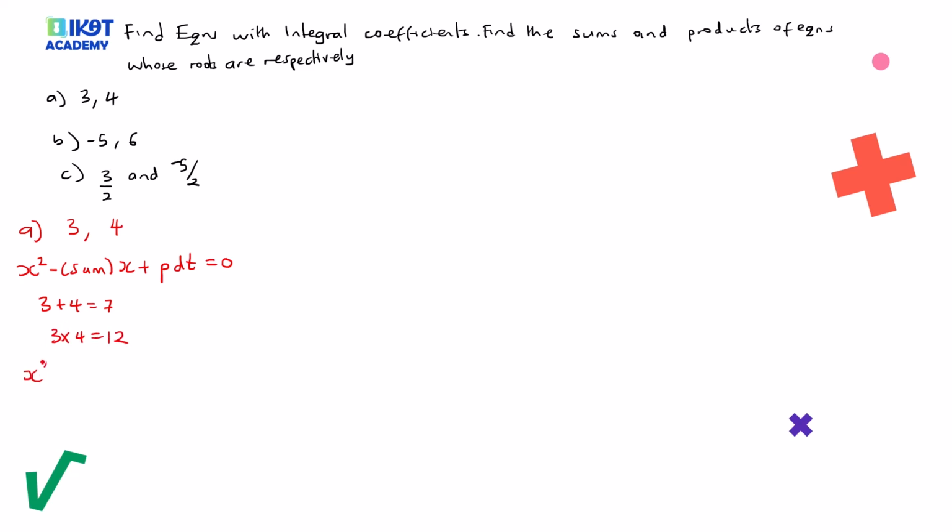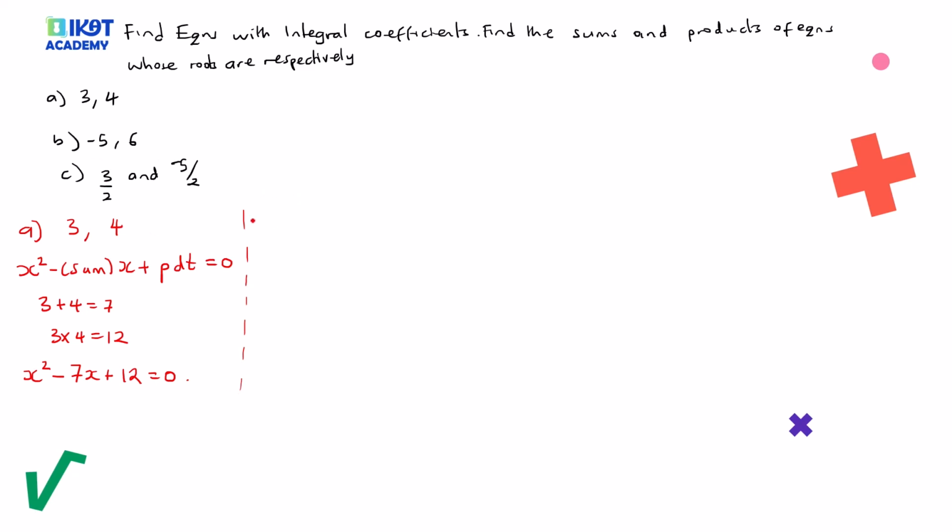So my equation is x squared minus the sum, which is 7x, plus the product, which is 12, is equals to 0. So I have found the equation with integral coefficients. This is our equation. Okay, then now the sum and the product of the equation. So you see, I already have the sum, I already have the product. So now that's the same thing we're going to do for all of these.